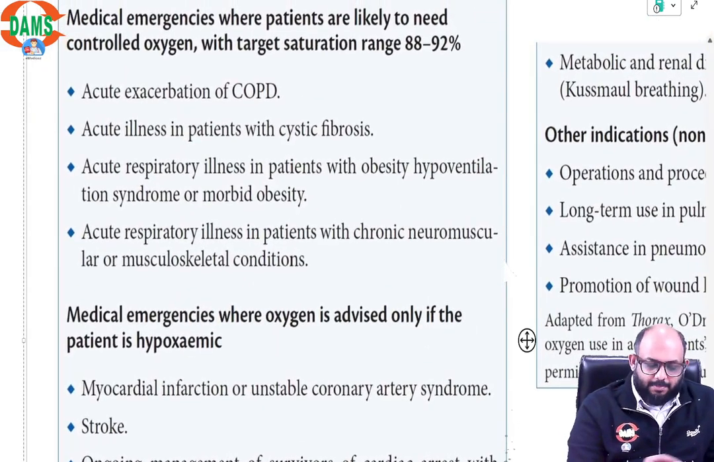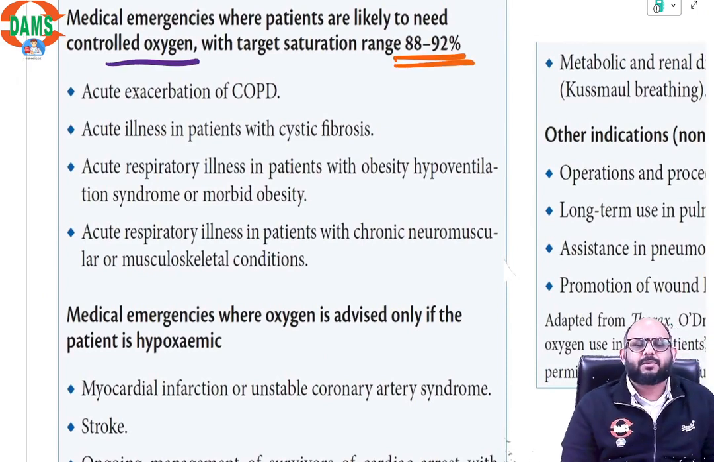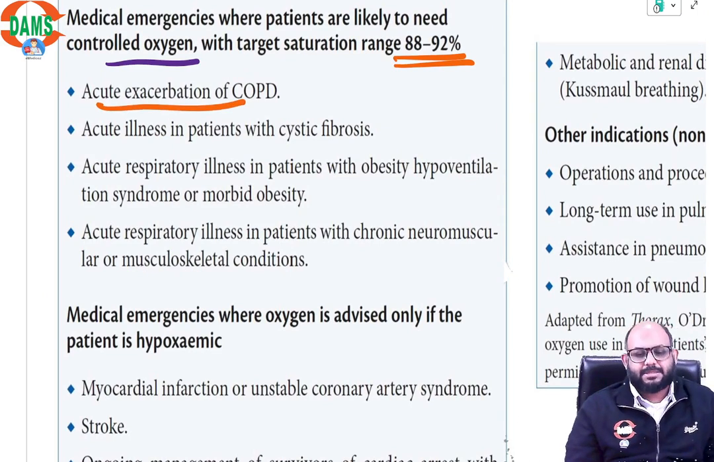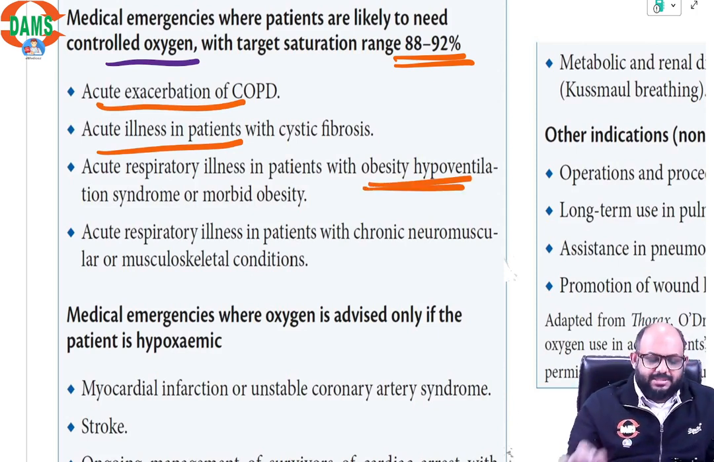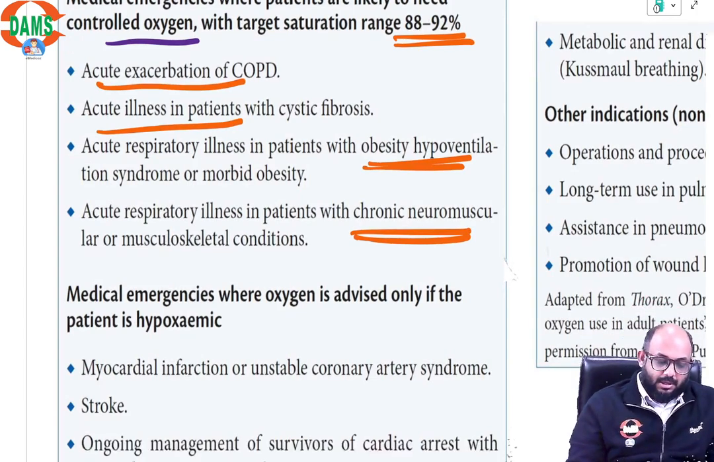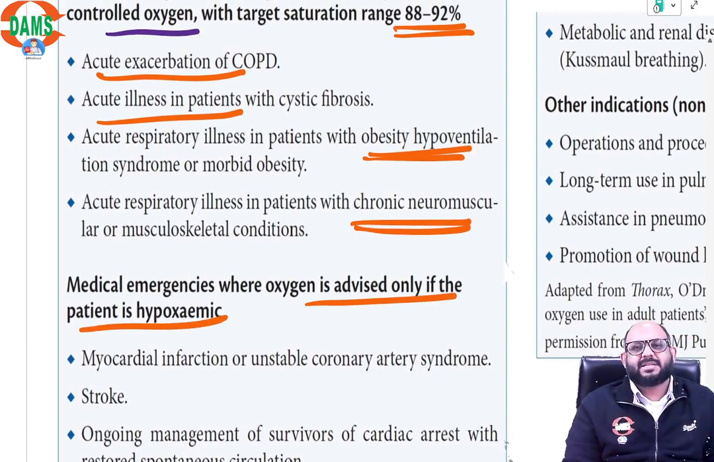Medical emergencies where patients are likely to need controlled oxygen with a target saturation between 88 to 92, again something that you will need: acute hypercapnic exacerbation of COPD, acute illness in patients with cystic fibrosis, obesity hypoventilation or obstructive sleep apnea, and chronic neuromuscular or musculoskeletal disorders.